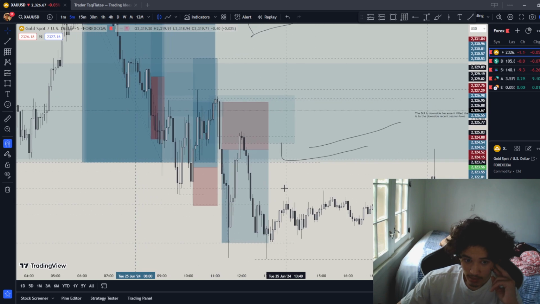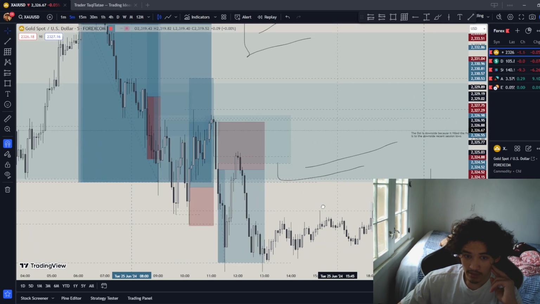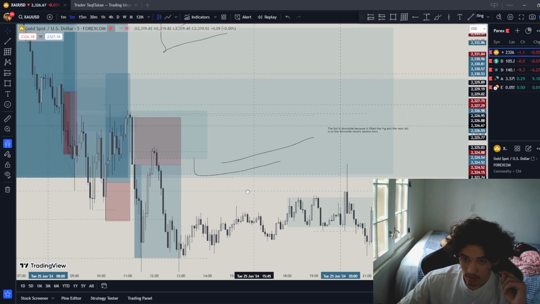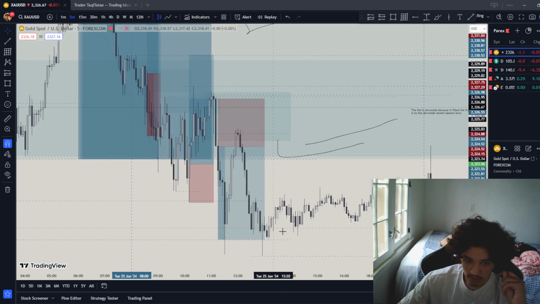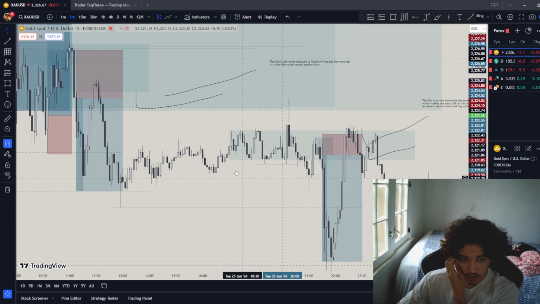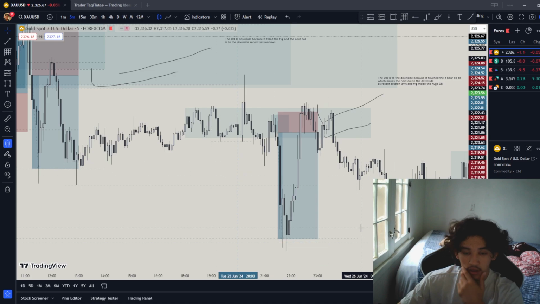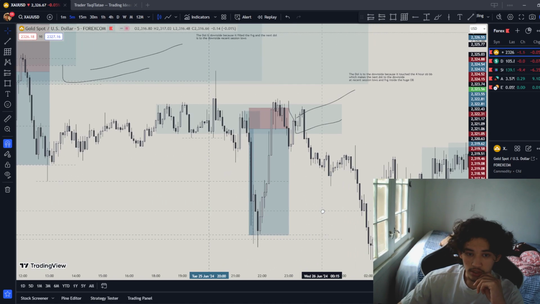The point of this trade was basically that the drawn liquidity to the downside was there because they filled a fair value gap. The next drawn liquidity to the downside was the recent session lows, which was right over here. It went to the recent session lows and hit take profit. I did not take that trade, by the way. This trade I did not take as well. So yeah, let's go over this trade.